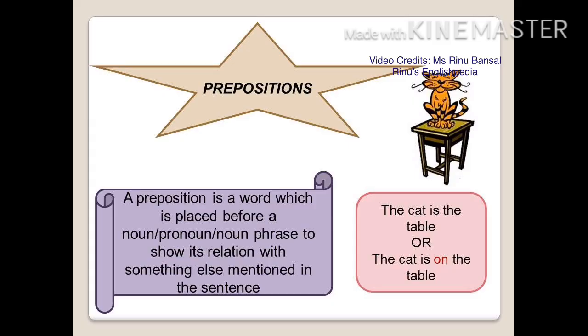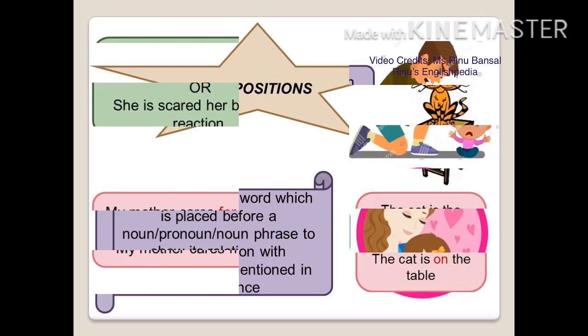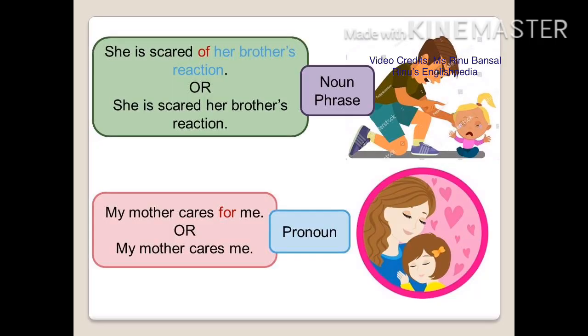In this sentence, the table is a noun. Many of you will be wondering, what is a noun phrase? Don't get worried, it is nothing but a group of words which act as a noun. In the sentence, she is scared of her brother's reaction, the words her brother's reaction make up the noun phrase. Over here, of is acting as the preposition.